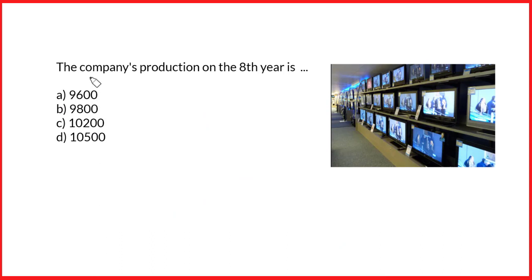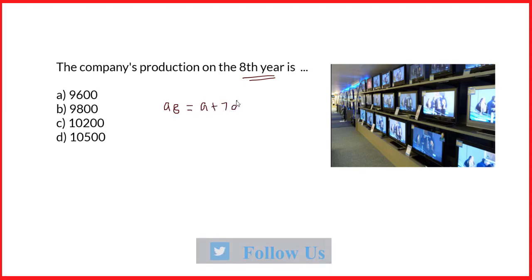Now the second question is that the company's production on the 8th year is. It means we have to find the 8th term. So the 8th term is given as A plus 7D.